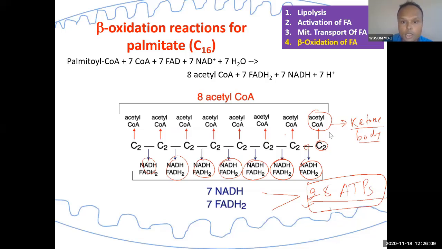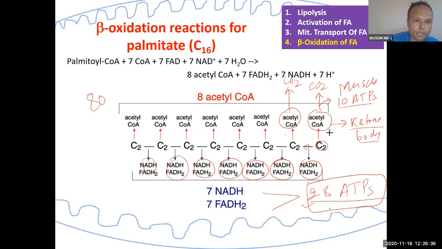But in other tissue, in muscle, this will convert into CO2. Per acetyl coenzyme A through the Krebs cycle, there will be production of 10 more ATP. So how many ATP? 1, 2, 3, 4, 5, 6, 7, 8. So total will be 80 ATP production in muscle. Liver is satisfied with this, but 80 more ATP will be produced in muscle. So muscle will have a total ATP production of 108 gross ATP.